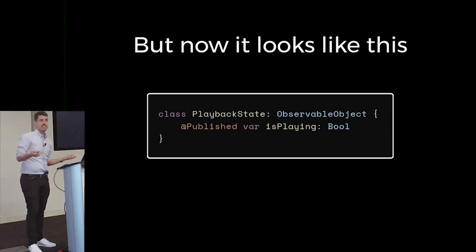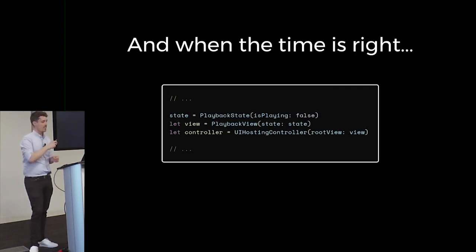So now we can go ahead and use this, and with only a minimal amount of changes, our view can now update its state. So SwiftUI, woo. And then when the time is right, we can go ahead and switch up our view controller with a SwiftUI view. What we do here, we can create the playback state, create the view from our SwiftUI view that we had earlier, and then stick that in a UIHostingController, which is the bridge from a UIKit-based application into SwiftUI.